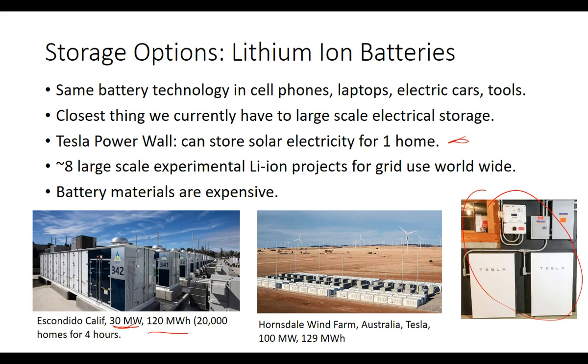Another example, a Tesla one in Australia, is combined with a wind farm and can charge and discharge at 100 megawatts, significantly more than the California one. But again, that's the rate at which energy can come in and go out, not how much it can store. It stores 129 megawatt hours, only slightly more than the California one. This is probably in part because wind can produce electricity at a much higher rate than solar, so it needs to take in and put out energy a lot quicker.